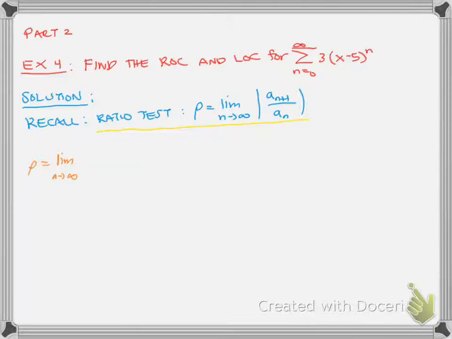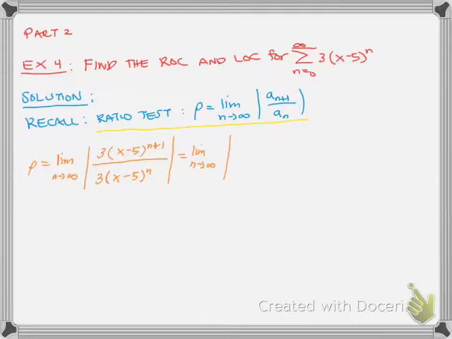So rho is equal to the limit as n goes to infinity of the absolute value of 3 times x minus 5 to the n plus 1, right? All over 3 times x minus 5 to the n. All right, and so this equals, and I would probably simplify it first because we're going to have to keep writing our absolute values. I'll do this one and probably the next one step by step with you, and then the other ones I'll have you do on your own.